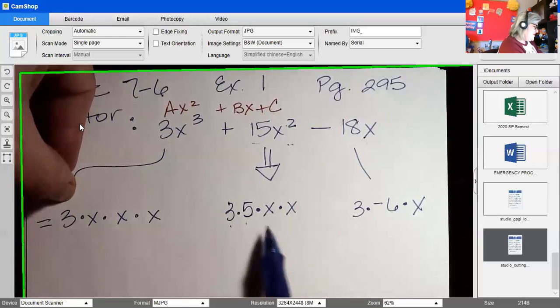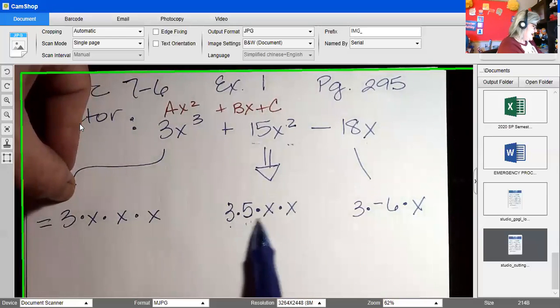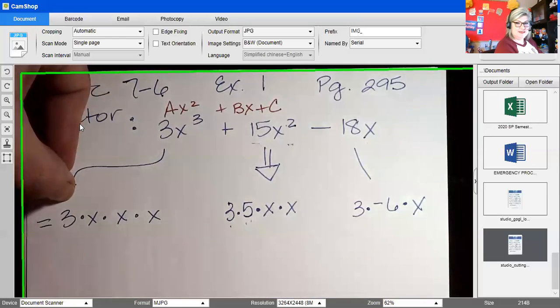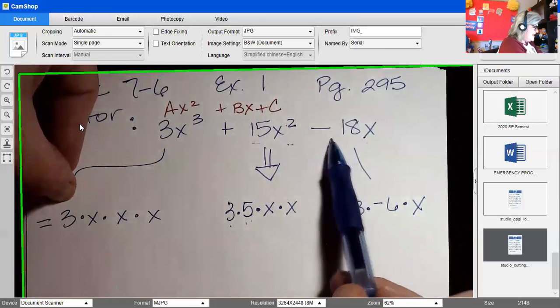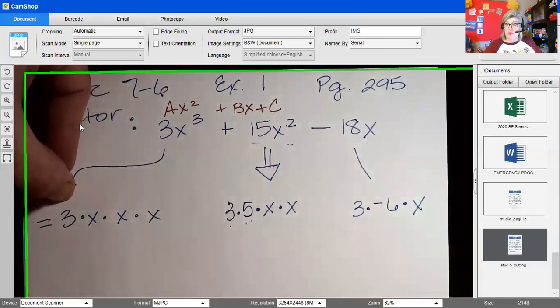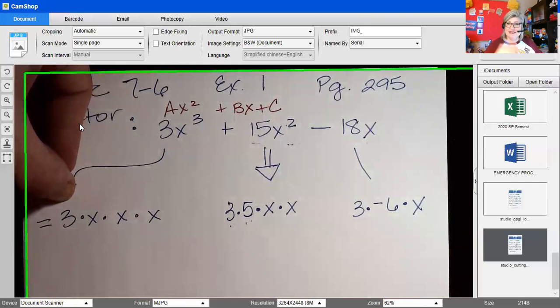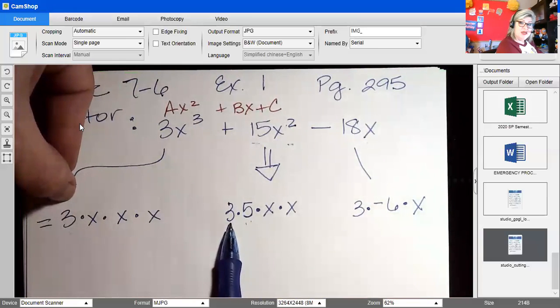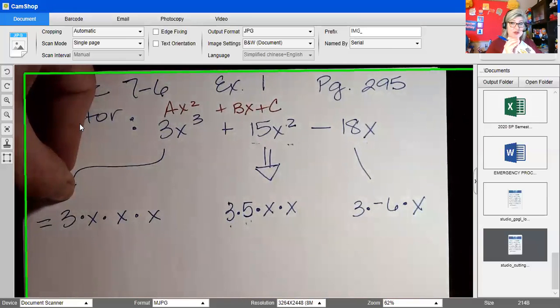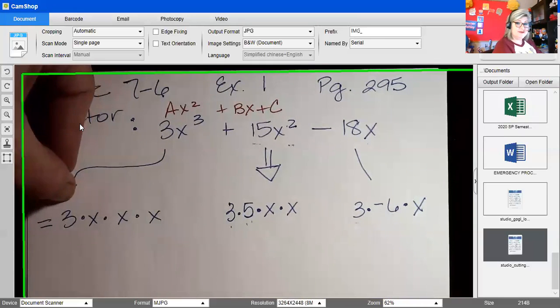So I started with the 3 times 5, and then times x times x. And then finally, this negative 18, I know that 3 will go into it, and so 3 times a negative 6 times x. Well, why did I make the 6 the negative and not the 3? Because these 3's are positive, and I'm still looking for that pattern and trying to find what's in common. And so I needed a positive 3 for that to be in common.